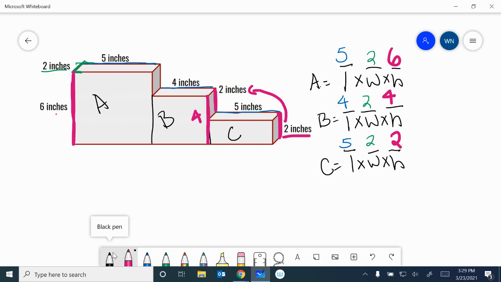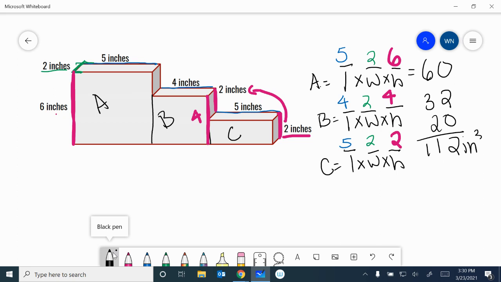I want you to go ahead and calculate what you think our composite area is going to be and fill it in the blank. All right, let's calculate it and see if we got the same answer. 5 times 2 is 10, times 6 is 60. 4 times 2 is 8, times 4 is 32. 5 times 2 is 10, times 2 is 20. Let's add those up. 112 inches cubed is what you should have gotten for your composite volume.